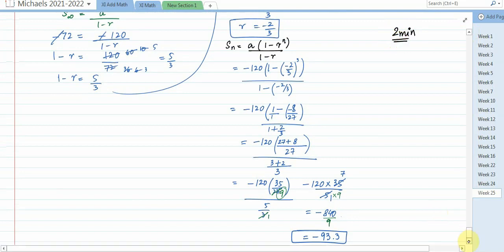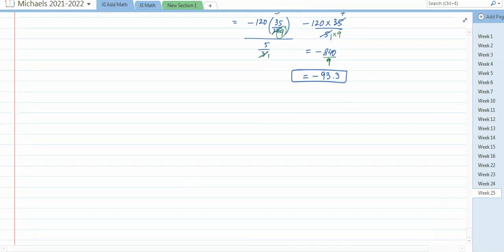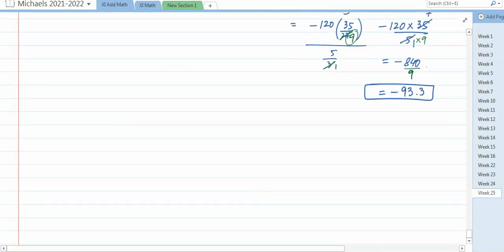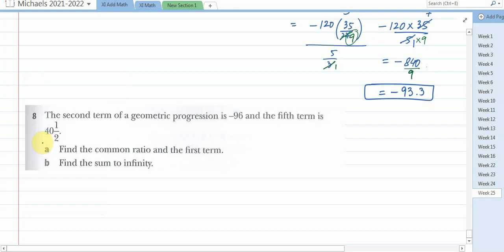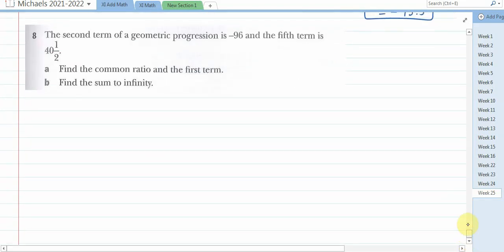Alright, moving on to the next question. I hope that you got the concept of how to solve sum to infinity questions. Very easy. It's question number 8. It says the second term of a geometric progression is minus 96. That means the value of ar is minus 96, and the fifth term is 40 1/2, meaning ar^4 equals 40.5. Find the common ratio and the first term.